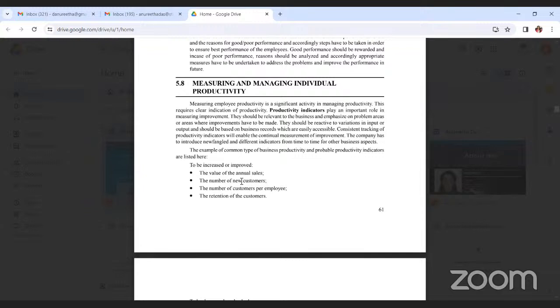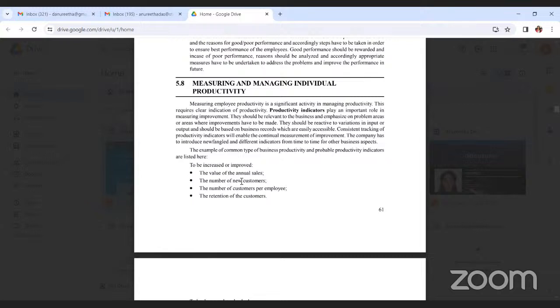Measuring and managing individual productivity. So, how do we measure and manage individual productivity? Now, measuring employee productivity is a very significant part in production. Now, this requires clear indication of productivity. Productivity indicators play an important role in measuring improvement. They should be relevant to the business and emphasize problem areas or areas where improvements have been made. They should be reactive to variance in input or output and should be based on business records which are easily accessible. Now, they should be consistent.